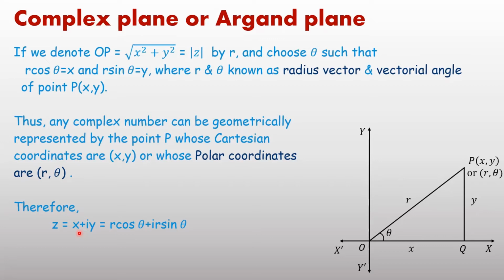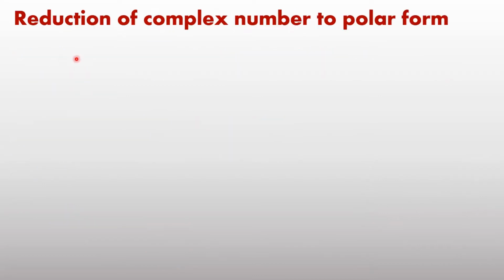If any complex number is written in terms of x and y, meaning real numbers, it is known as the Cartesian form. If it is written in terms of r and theta, meaning r cos theta plus ir sin theta, then it is known as the polar form of a complex number, where x equals r cos theta and y equals r sin theta.